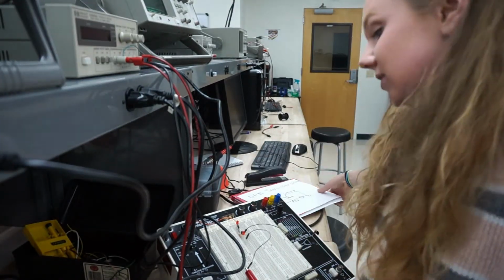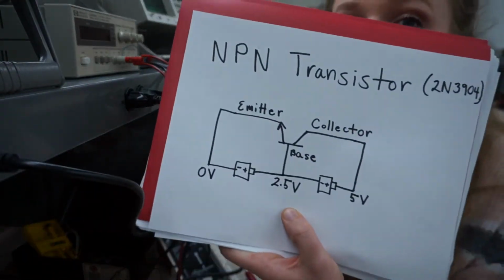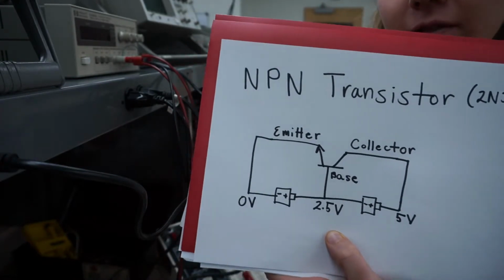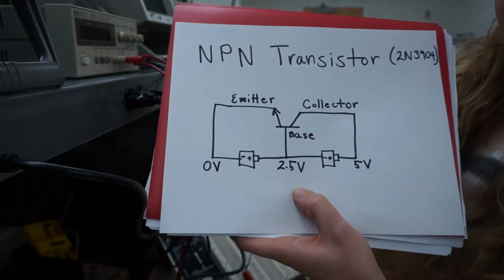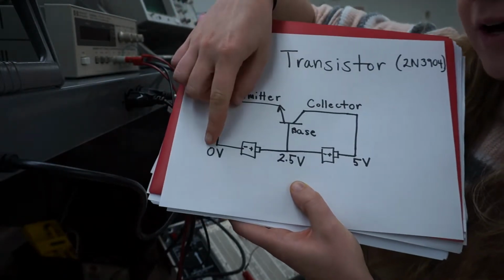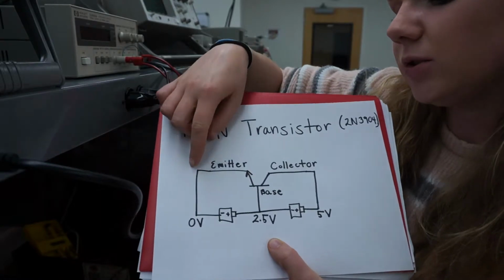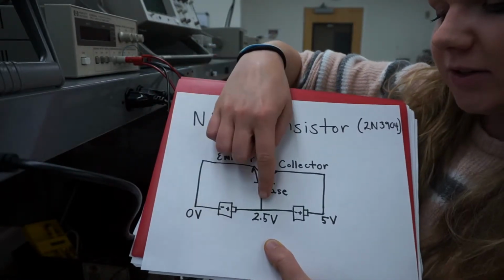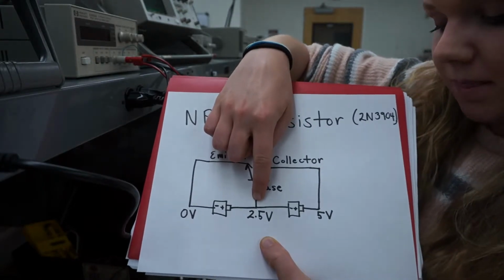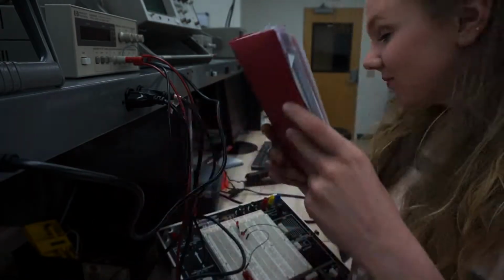I've actually built an amplifier circuit here. If you recall, our NPN transistor has the base, the collector, and the emitter. In order to get amplification, instead of using a battery, I'll be using a power supply and applying these voltages directly. So I applied 0 volts here, applied 2.5 volts to the base, and applied 5 volts to the collector. So let's take a look.